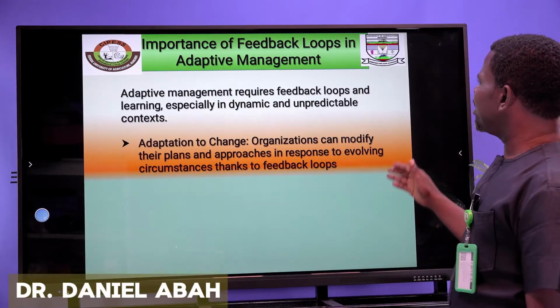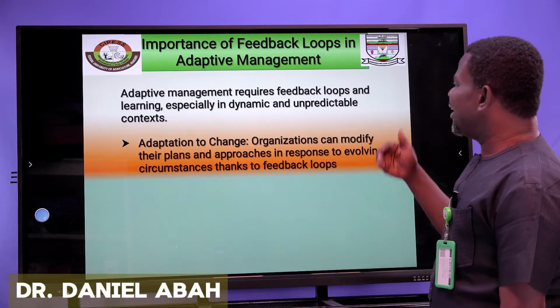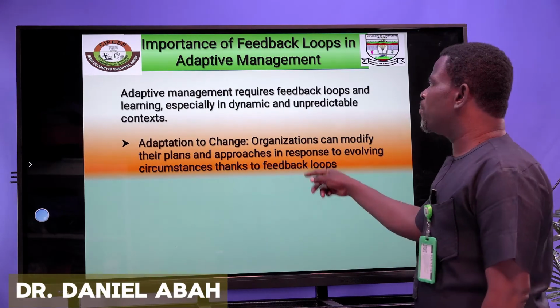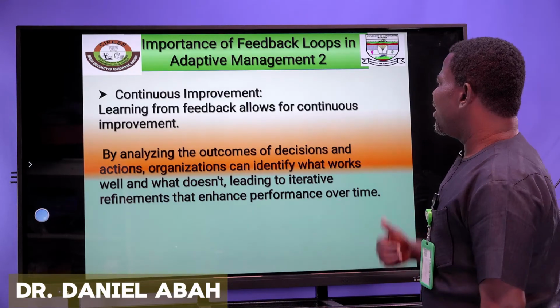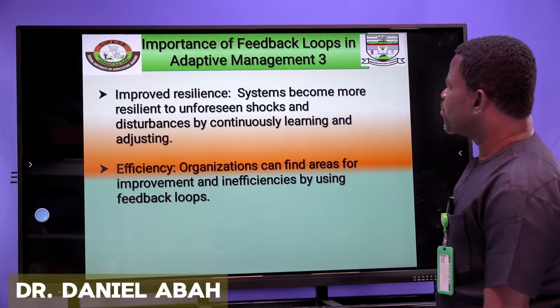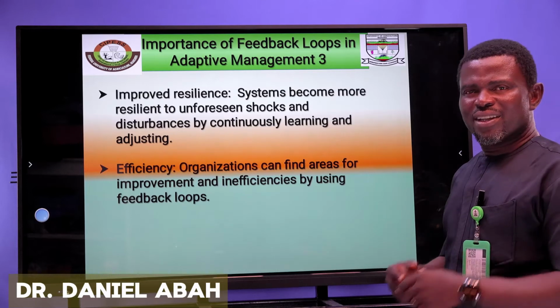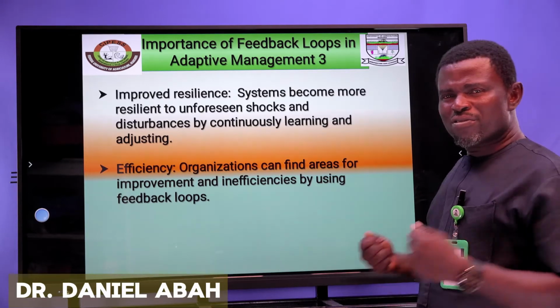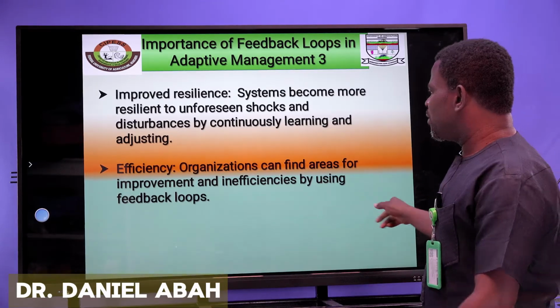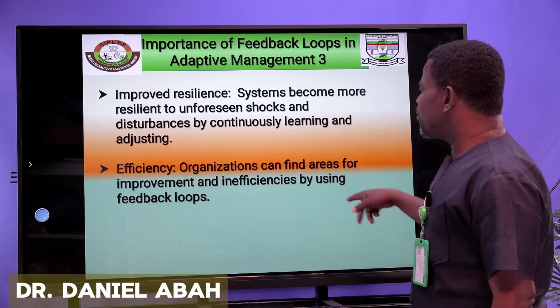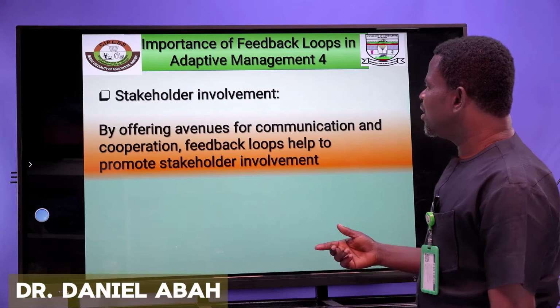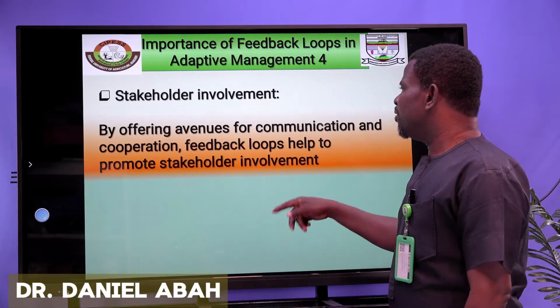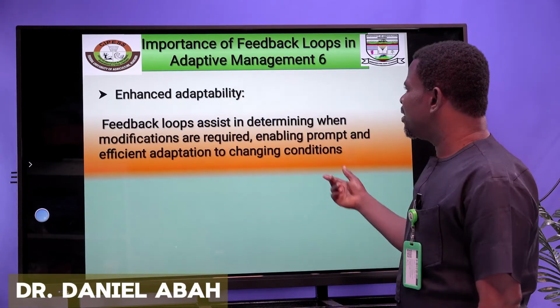Adaptive management requires feedback loops and learning, especially in dynamic and unpredictable situations. It's continuous improvement. Learn from feedback and allow for continuous improvement. Improve resilience: develop more strength to adjust to shock. Then efficiency: organizations can find areas for improvement and inefficiency. Then stakeholder involvement, which I've explained. You get all of them involved. Then risk management, the feedback you get.